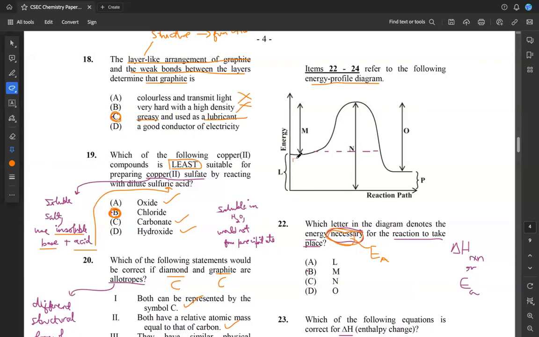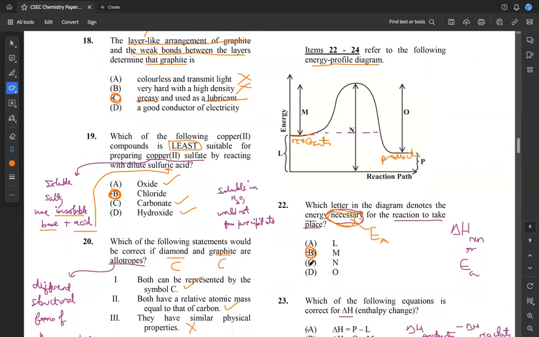So let me just write that our reactants are over here, right? In order to go from reactants over to our products over here, we need to overcome the activation energy, which is generally this hump that we see in the energy profile diagram. So we need to overcome this hump right here. And that's represented by the arrow M, right? So we need to overcome M if we're going to be able to form products. So our answer for 22 is B.